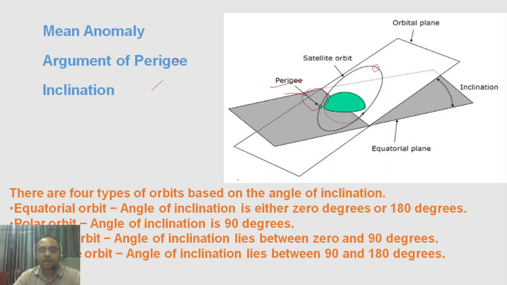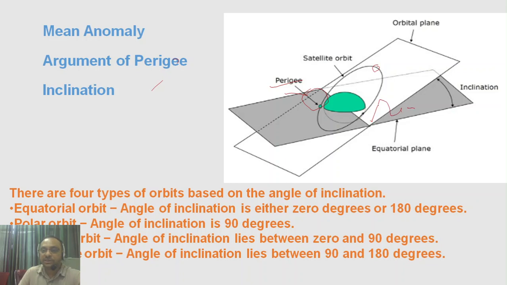Okay. Now, argument of perigee. Satellite orbit cuts the equatorial plane at 2 points. You can see in this figure. This is the equatorial plane.